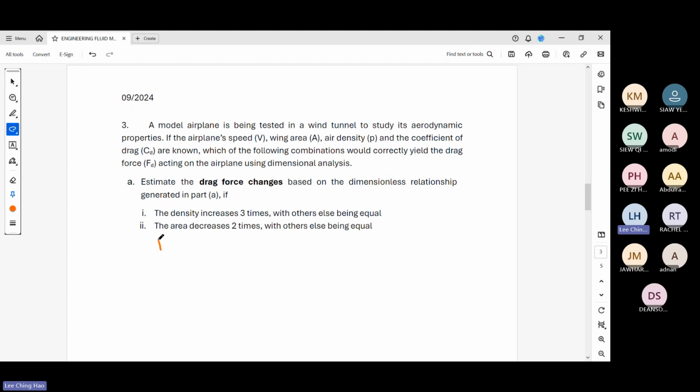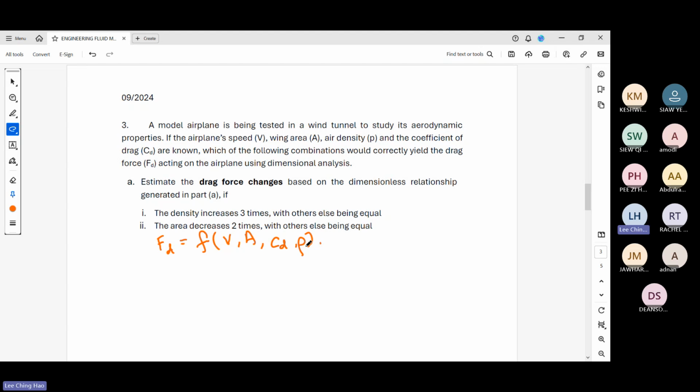They are saying F, the drag force, is a function of velocity, area, coefficient, and density. This is the first step: you need to list out the function.